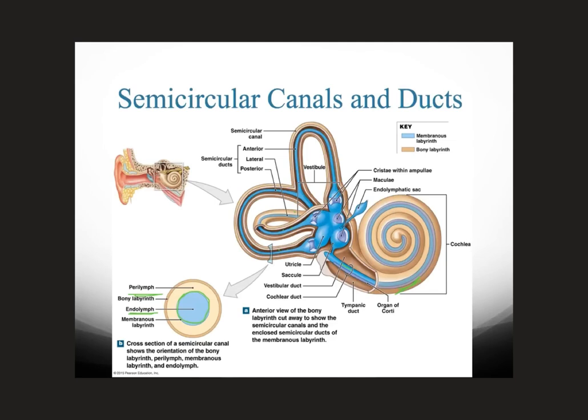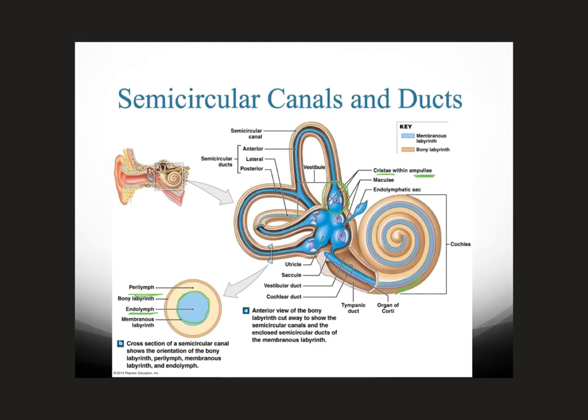But before we talk of how this works, let's talk about the structures within the semicircular ducts. So right at the beginning of these semicircular ducts, we have these structures that are called ampullae. So it's just an enlargement of the ducts. And these ampullae are going to contain what we call cristae. And the cristae are going to be structures that are going to contain hair cells. Now, each of these hair cells are going to contain what we call a kinocilium and stereocilia. And we're going to see that on the next slide.